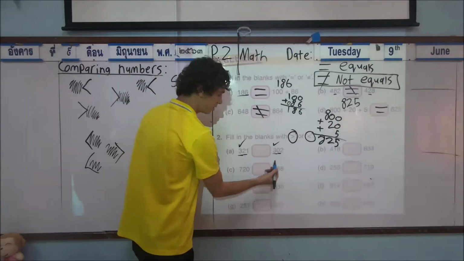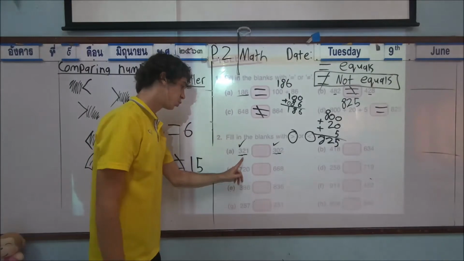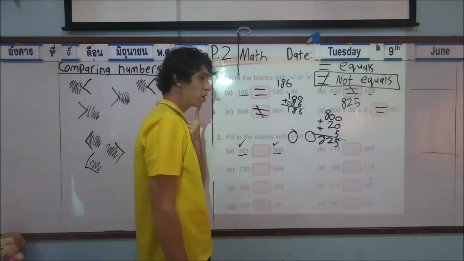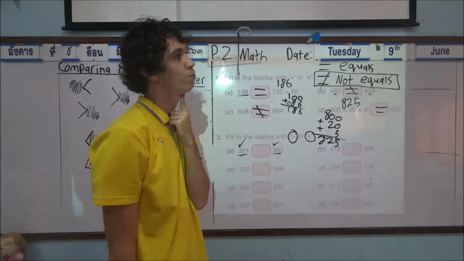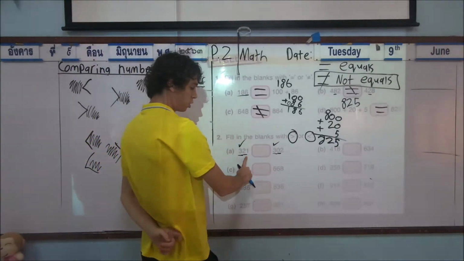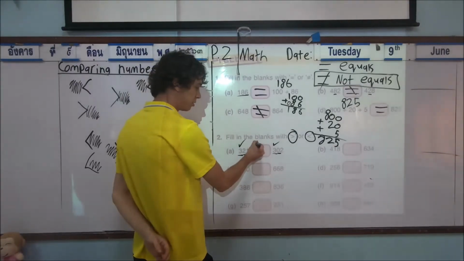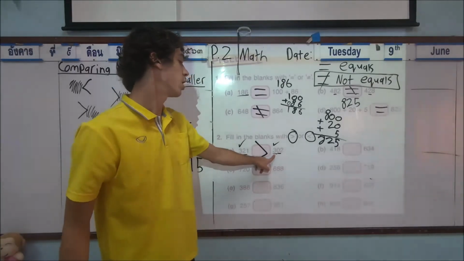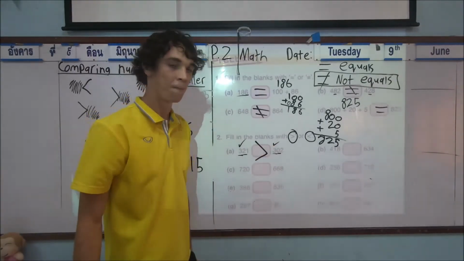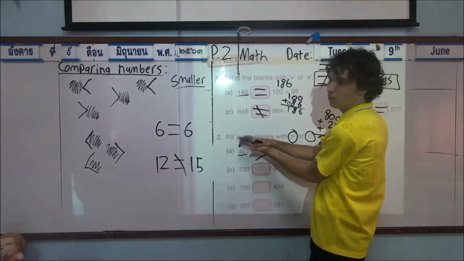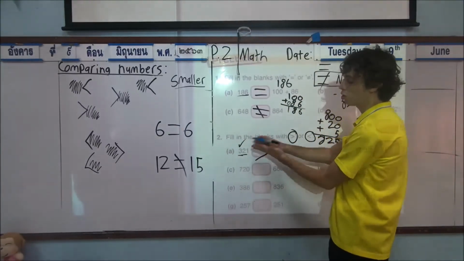10, 10. 20 and 0. Which one is bigger? 20 is bigger. So 321 is greater than 302. Remember, we eat the big number. The big number, we want to eat all of it.